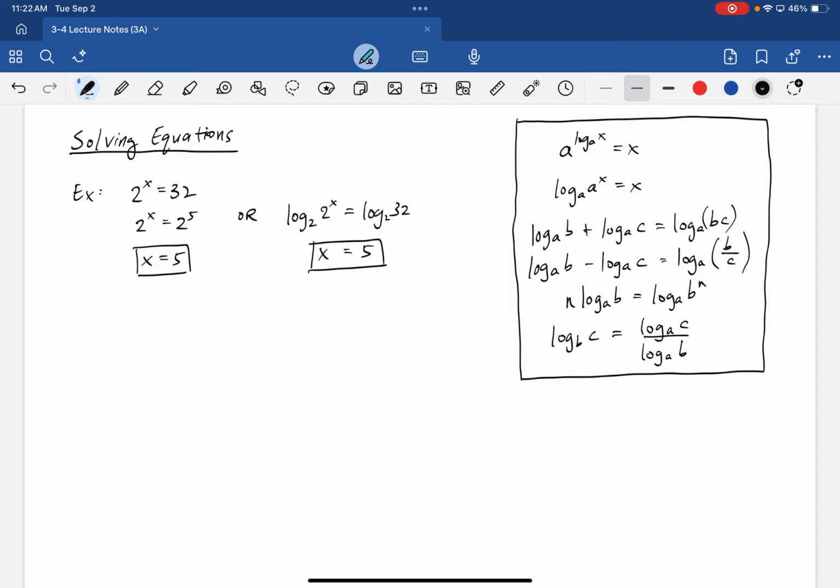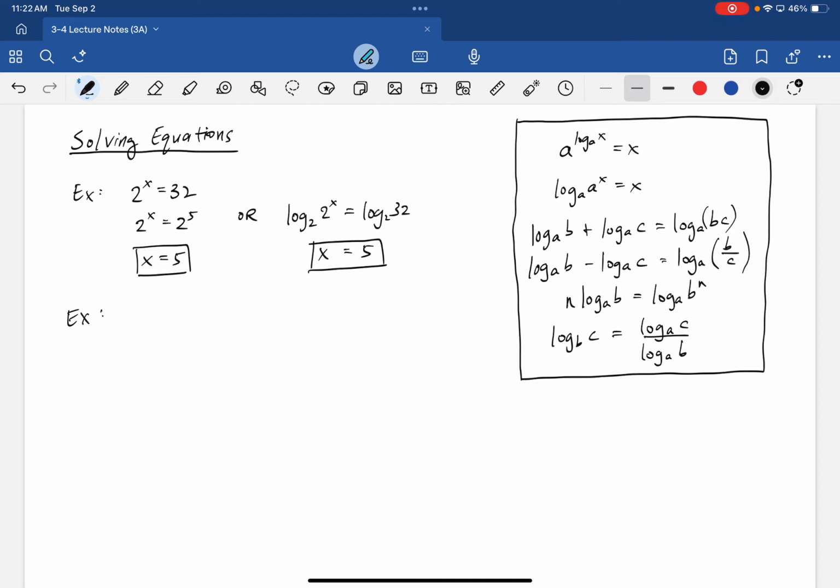Okay, so when we solve exponential equations, those are kind of the 2 main ideas we want to use. One is either we want to make the bases the same, or secondly, take a logarithm of both sides to get rid of the exponents. Questions? Let's do a slightly harder one.